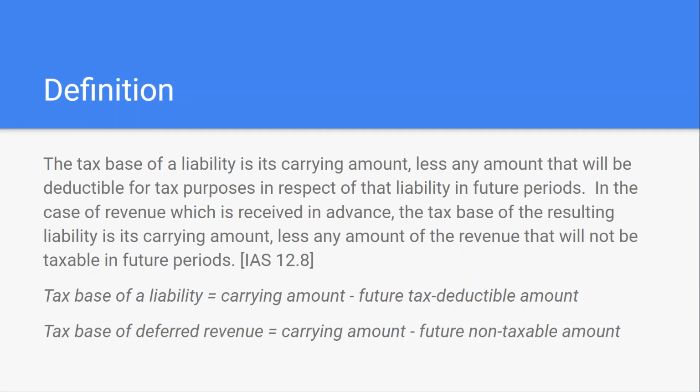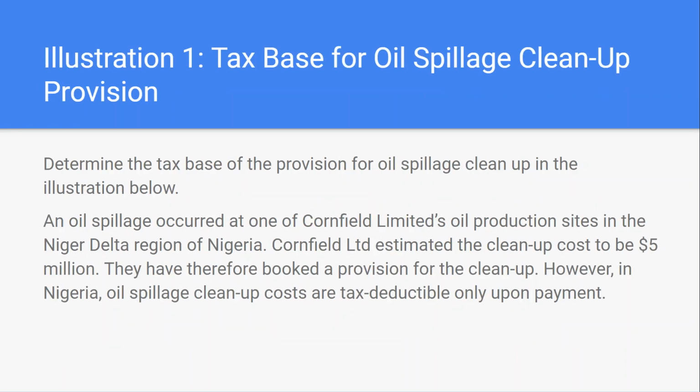Just in case it's not clear, I'm going to go through 3 separate illustrations, and hopefully by the end of those 3 illustrations, it should be very clear how to determine the tax base of any liability that comes to mind. The first illustration talks about the tax base for a provision. In this case, I've used an oil spillage cleanup provision. The illustration says that an oil spillage occurred at one of Cornfield Limited's oil production sites in the Niger Delta region of Nigeria. Cornfield Limited estimated the cleanup cost to be $5 million. They have therefore booked a provision for the cleanup. However, in Nigeria, all spillage cleanup costs are tax deductible only upon payment.